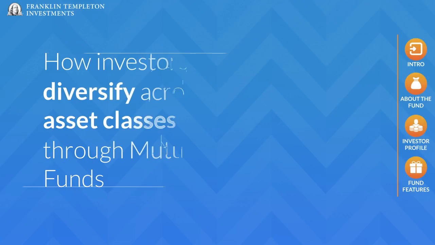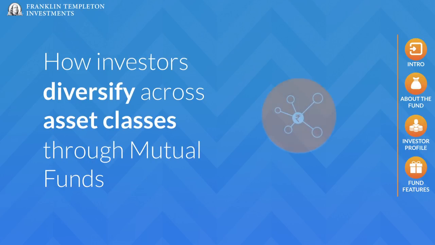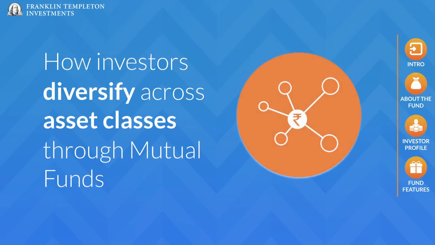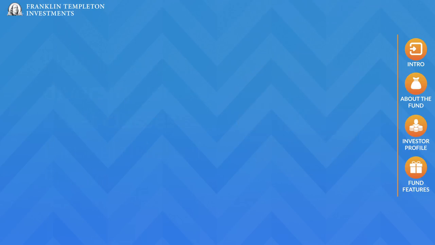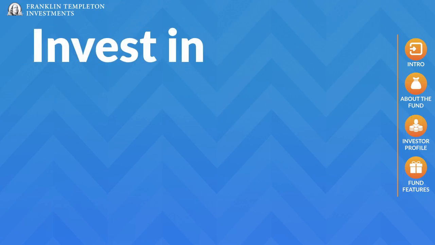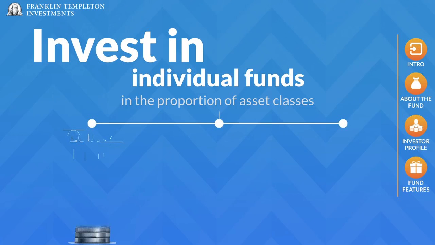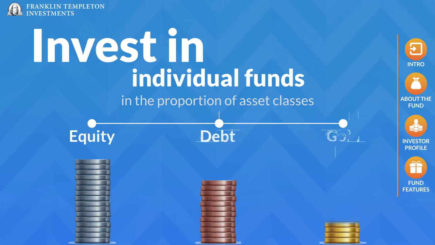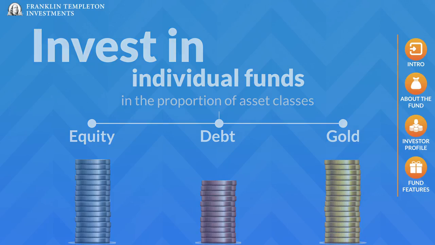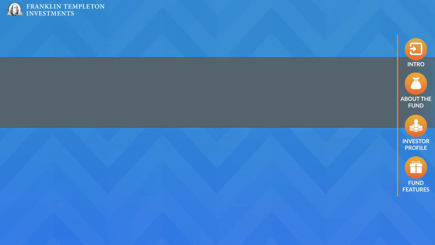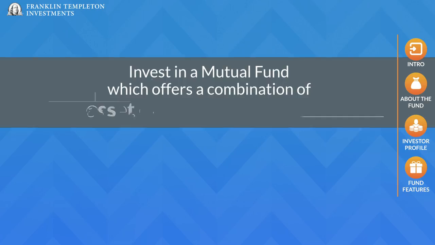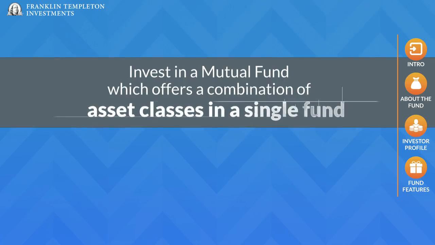There are two ways in which investors can diversify across asset classes like equity, debt, and gold when they invest through mutual funds. 1. Choose and invest in individual funds in the proportion of asset classes matching one's risk appetite. For example, higher equity allocation if one has a higher risk appetite. Or 2. Invest in a mutual fund which offers a combination of asset classes in a single fund.